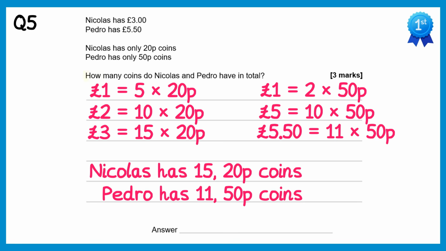Now the question asks us how many coins do they have in total. So we have 15 coins and 11 coins, and if you add those together, you end up with 26 coins.